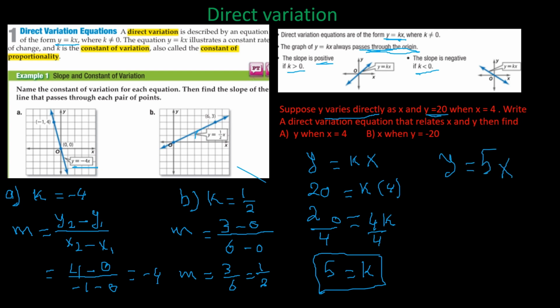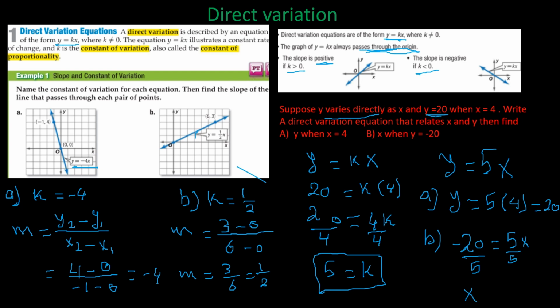Then let's solve number A. It needs y when x equals 4. So we will substitute x by 4, so y will be equal to 20. Number B needs x when y equals negative 20. So put negative 20 equals 5x, then divide by 5 on both sides, and x will be equal to negative 4.